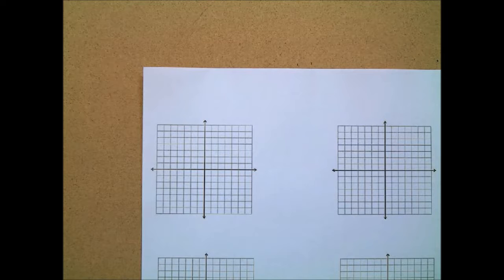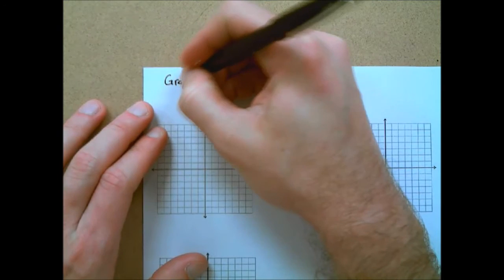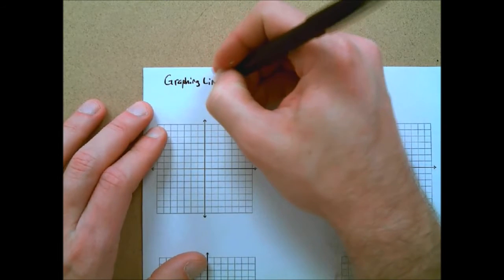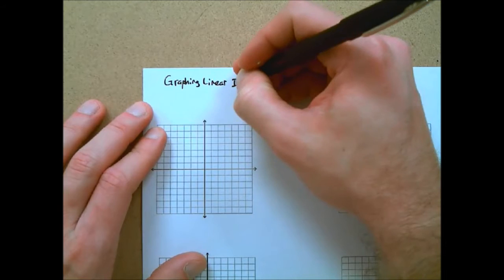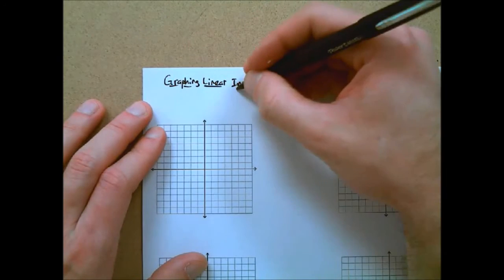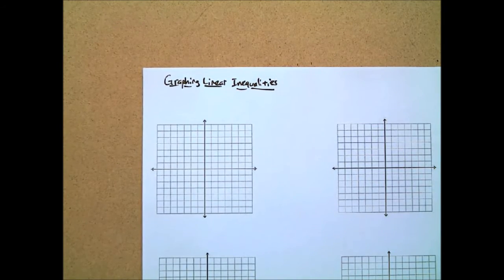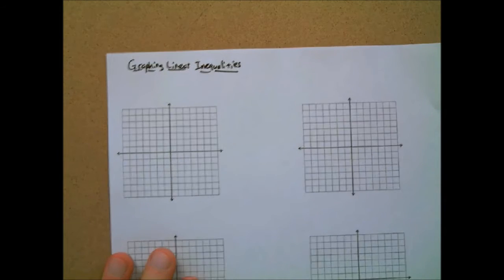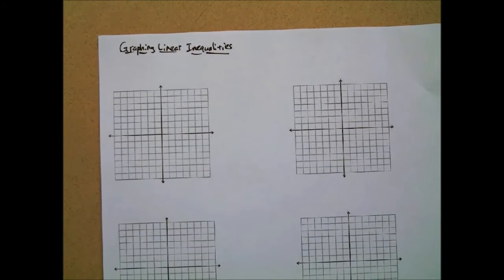All right. So, what we've got today, we're going to be looking at graphing inequalities. Title that up here. We're going to be graphing linear inequalities. Today the focus will be lines that are in slope-intercept form. We're going to be graphing things in slope-intercept form.